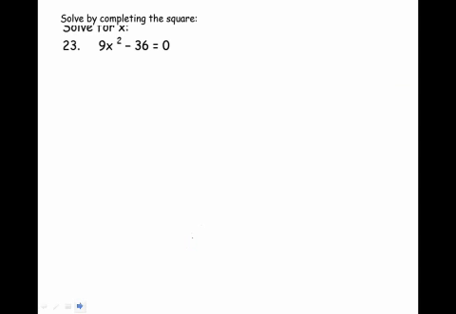Number 23, solve for x. It doesn't tell me how to solve it, but since this equation is equal to 0, we need to go ahead and first check to see if we have a greatest common factor. There is. I should be able to factor out a 9. When I do that, it becomes 9 on the outside of the parentheses and x squared minus 4 inside the parentheses.